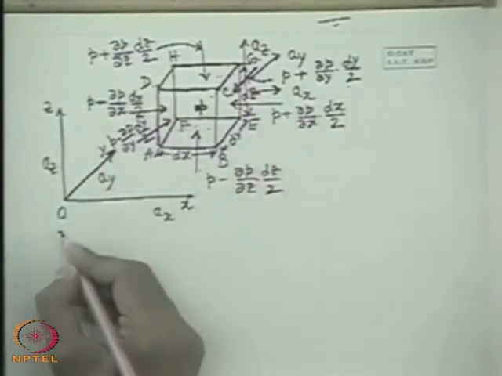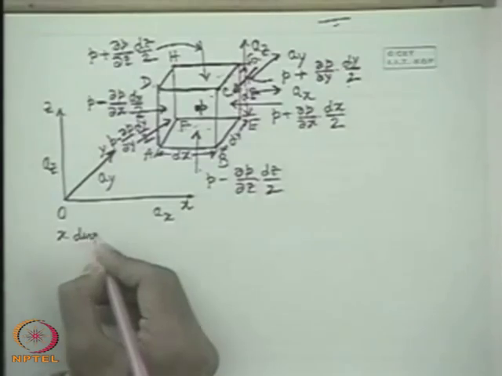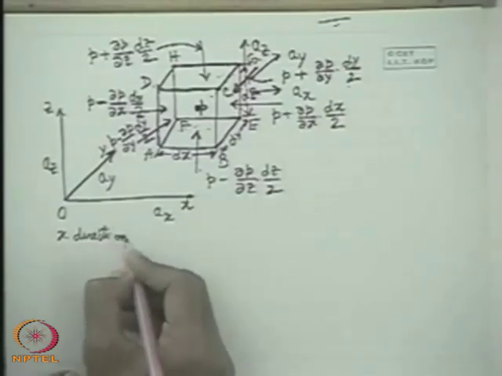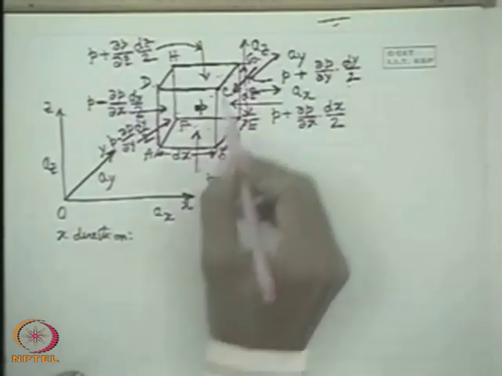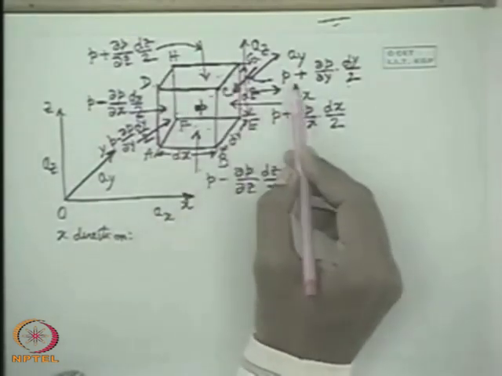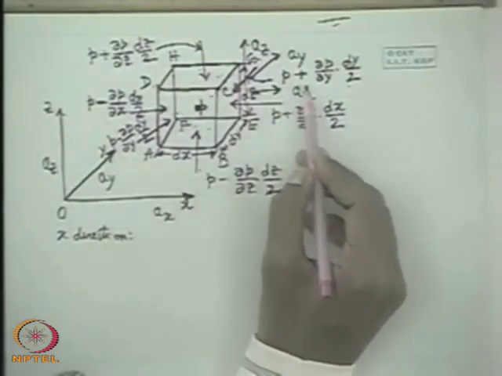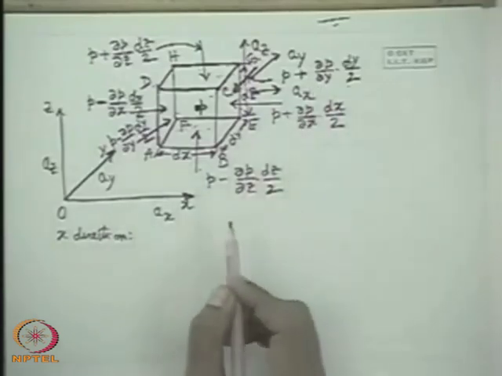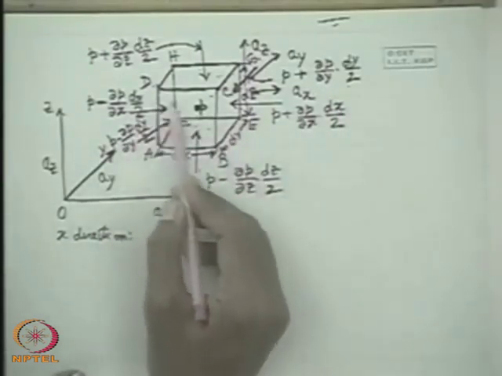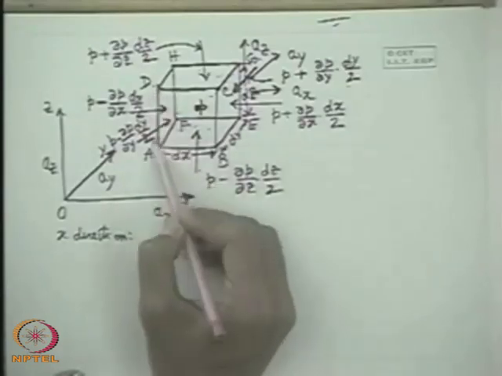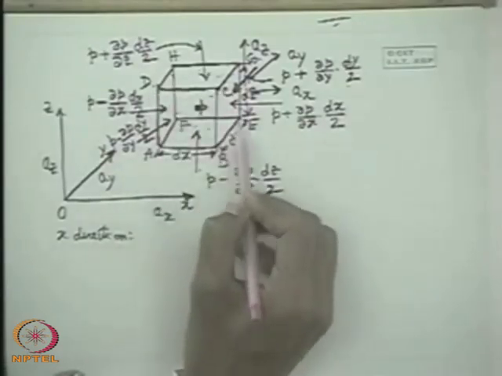Now in the x direction, what is the force balance? The net force acting in the positive x direction must equal the mass times the acceleration in the positive x direction, obviously by Newton's second law of motion. That means the net force acting in the x direction will be this pressure into this area minus pressure into this area.